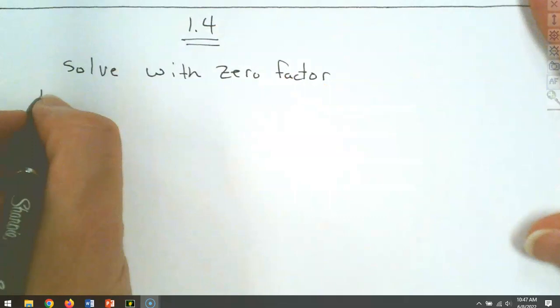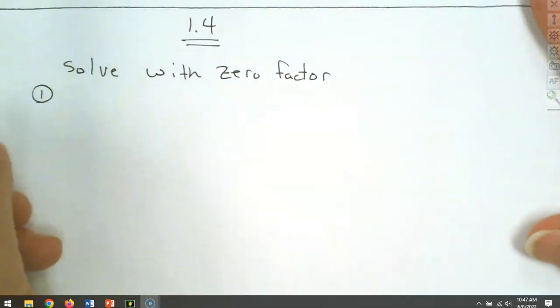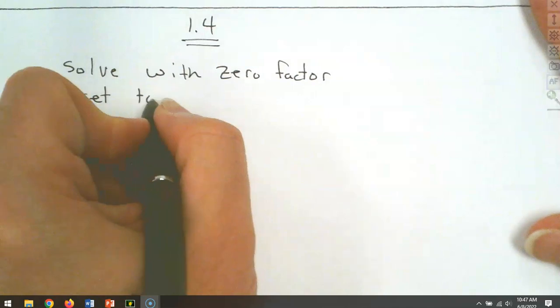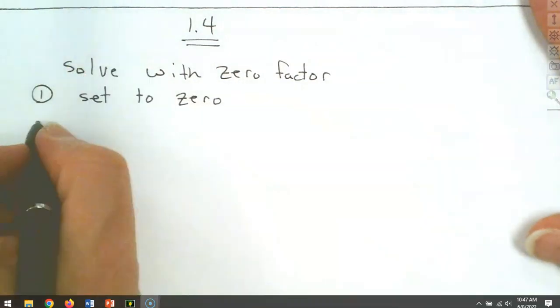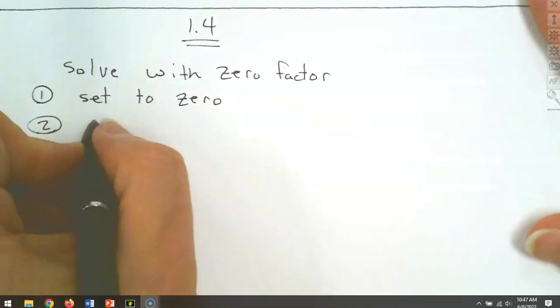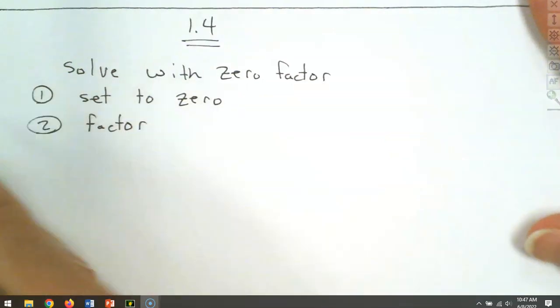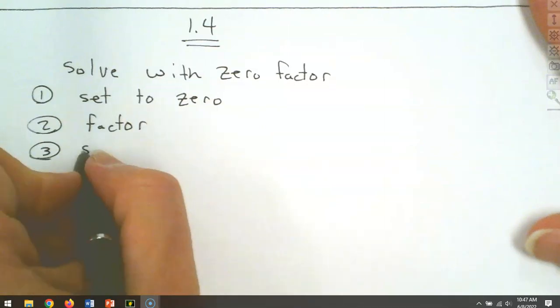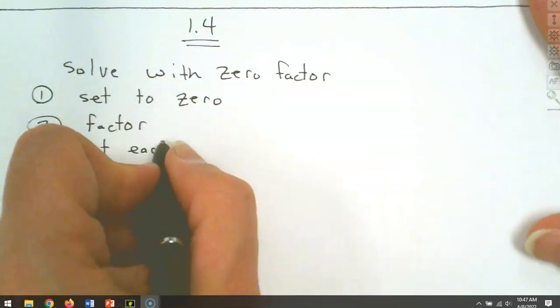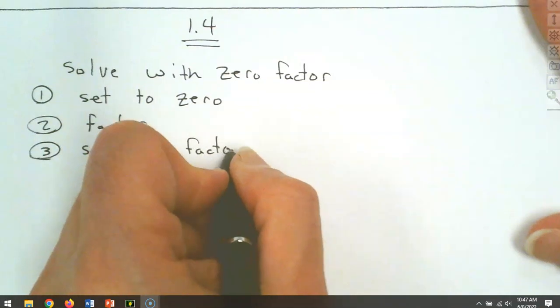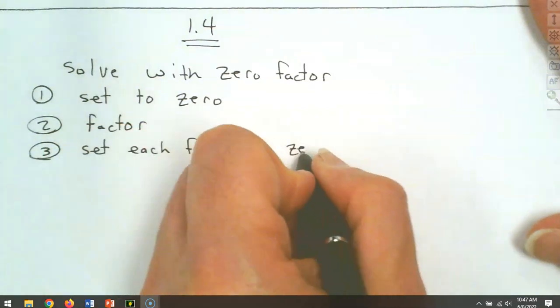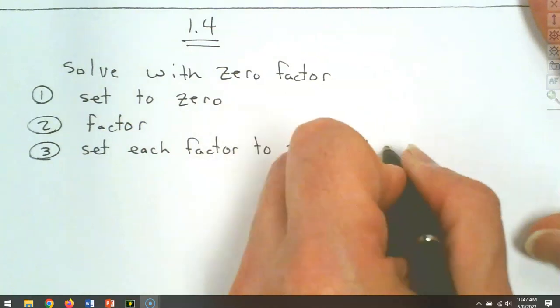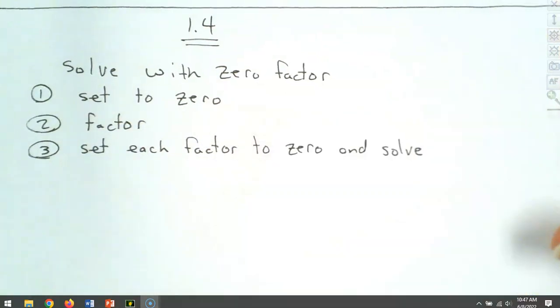So how do we solve something with zero factor? Step number 1 is you set to 0. Step number 2 is you factor. And step number 3 is you set each factor to 0 and solve. So those are our 3 steps. Set it to 0, factor it, and then you set each factor to 0, and you solve each part out.